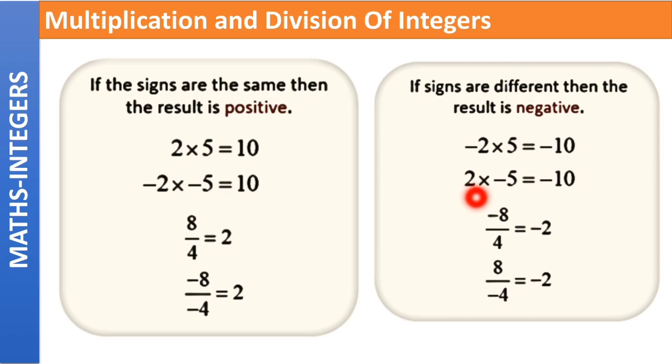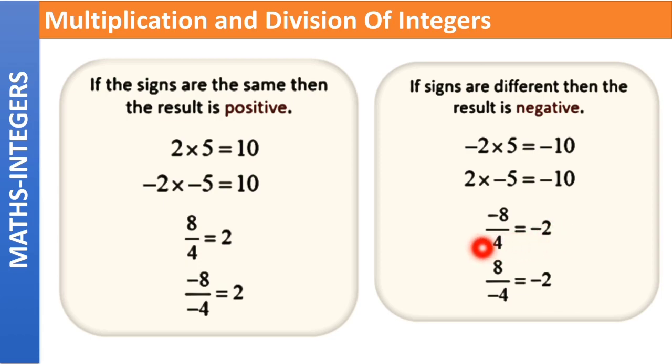Coming to the absolute values, 2 into 5 is equal to 10. The signs are different, so the result is negative in both the cases. Coming to division, minus 8 by 4. Here 8 is negative and 4 is positive. Both the signs are different. Hence the result is also carrying the negative sign. Coming to the absolute values, 8 divided by 4 is equal to 2.